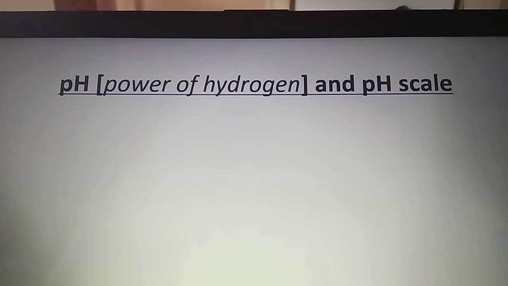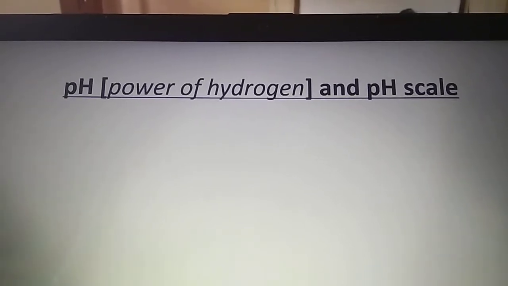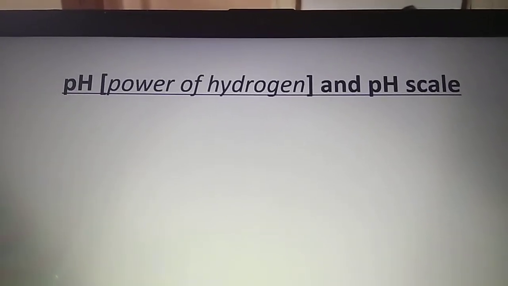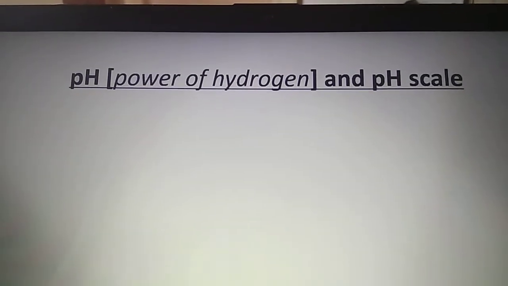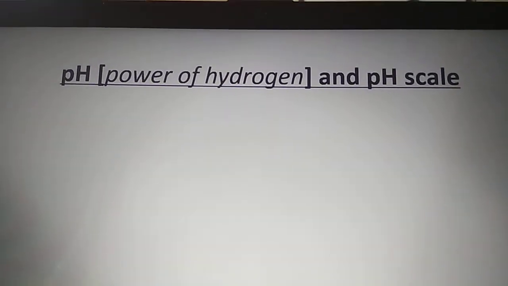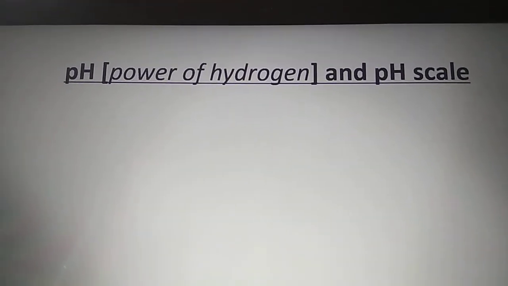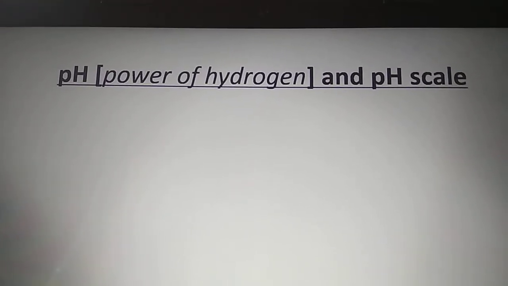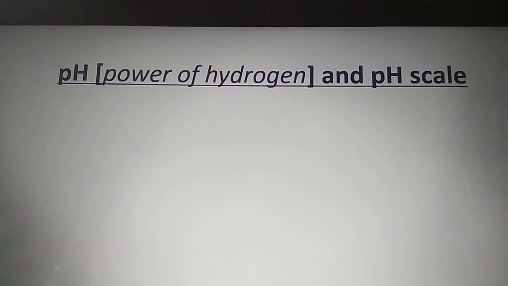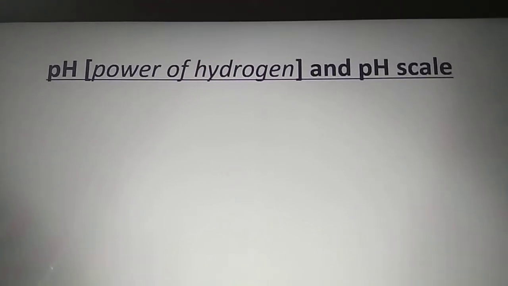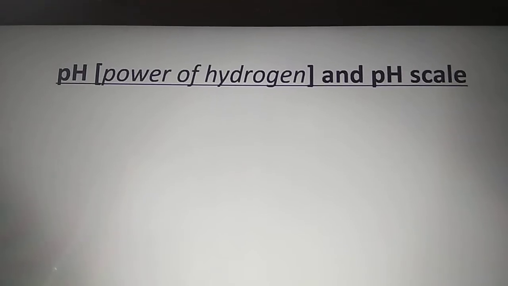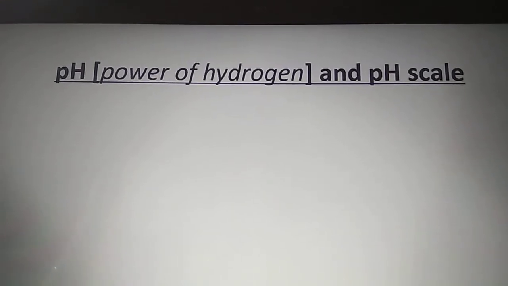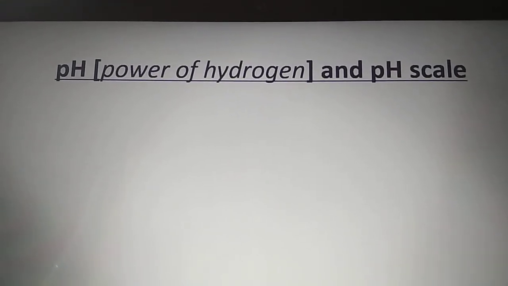Today we will be discussing pH, that is power of hydrogen. We have already learned the concept of acids and bases. Now how to measure the strength of acids and bases? For that we have to learn the concept pH, that is power of hydrogen, and pH is measured with the help of pH scale.